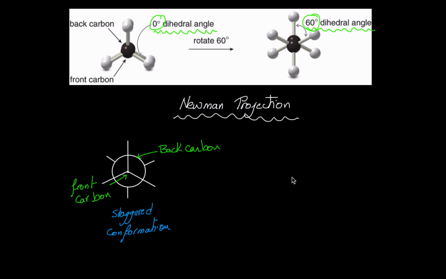Now drawing the eclipsed conformation, you can simply draw a circle, a dot in the middle of the circle. Then in a similar way, we can draw the bonds on the front carbon. And then for the bonds on the back carbon, we can simply draw 3 bonds with a dihedral angle of 0 degrees. This is going to be the eclipsed conformation.